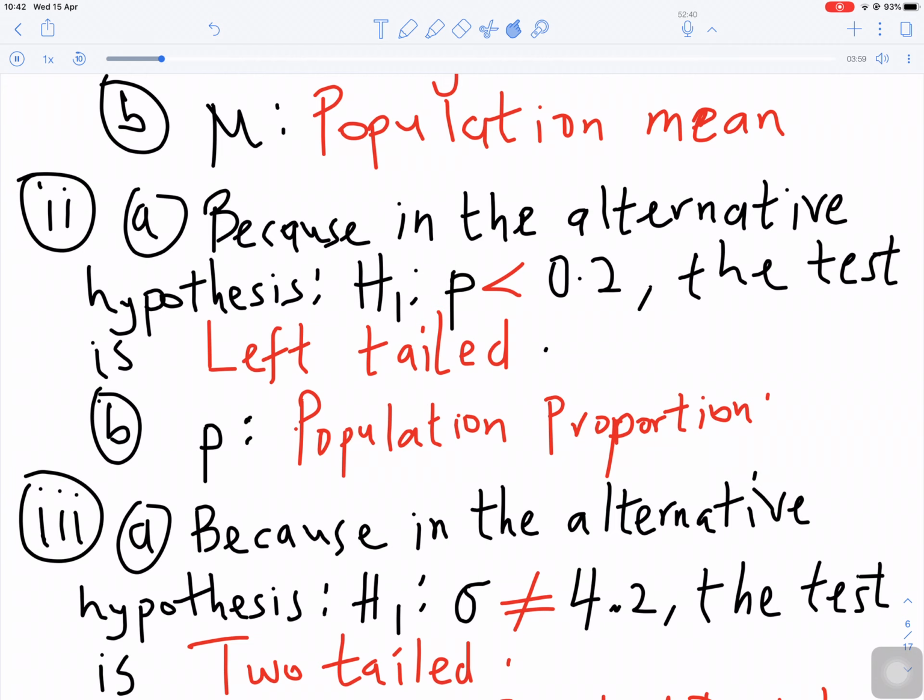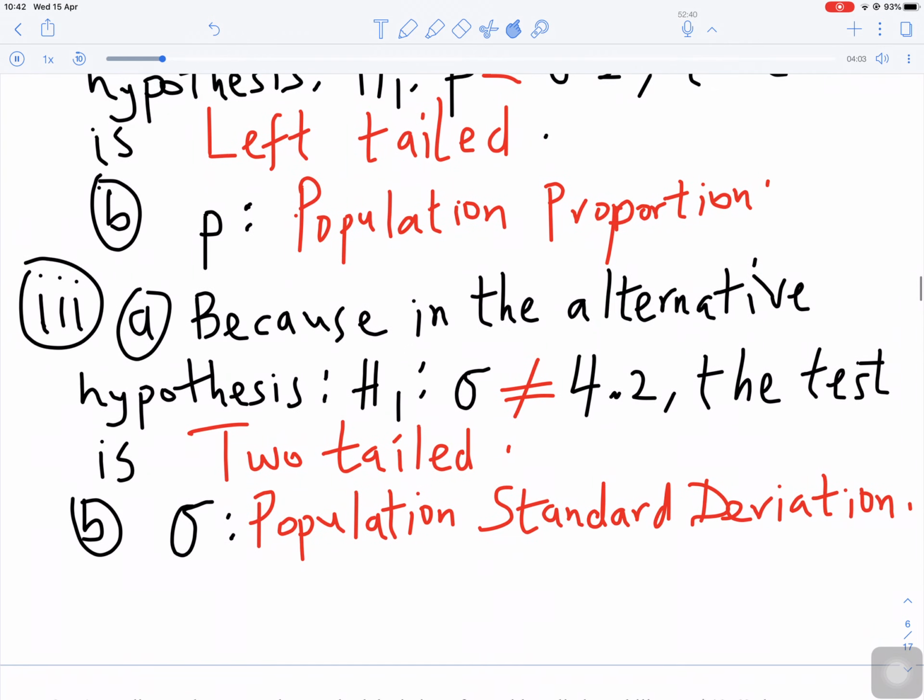And B, what parameter is being tested? That is the population proportion. Okay, P is the representation for the population proportion.